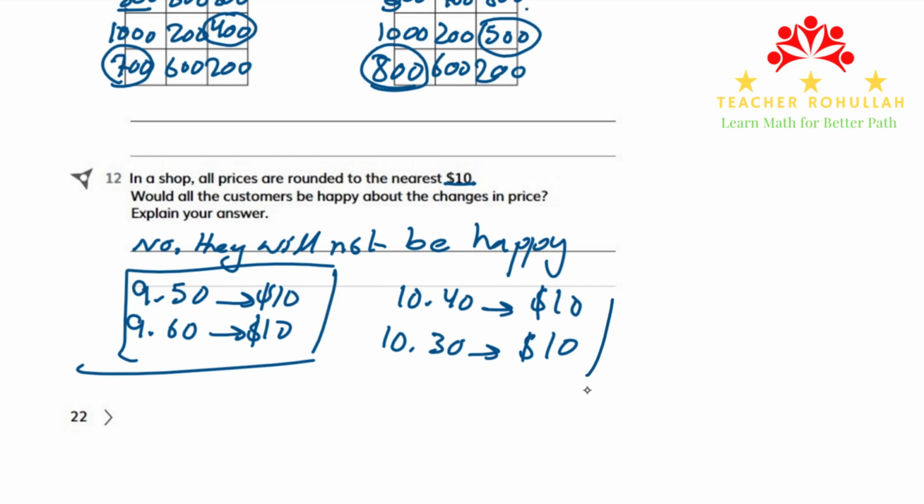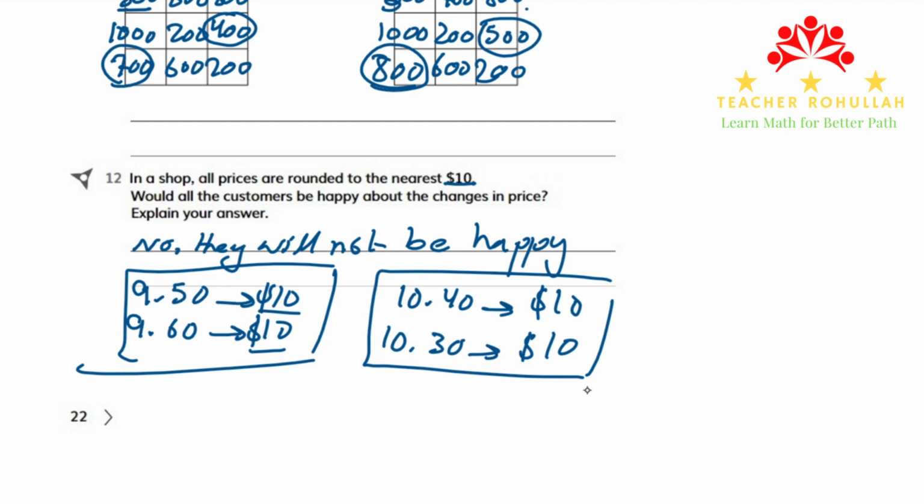So the prices which are more than $10 and when rounded, it rounds to 10, they will be happy. But the customer of the prices which are $9.50 and $9.60, which are rounded to $10, will not be happy. That's why we can say that all the customers will not be happy with these changes in the price.